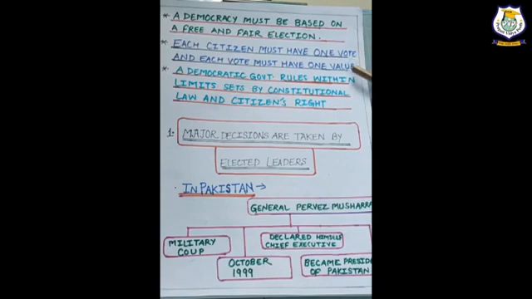in an election. Now, the very next feature is that a democratic government rules within the limit set by constitutional law and citizens' rights. In this way, we see that a democratic government is bound by rules and regulations. It means the representative who is ruling over the country cannot impose his own will, because he has to work as per the guidelines of the constitution. He is bound by the law of the constitution.